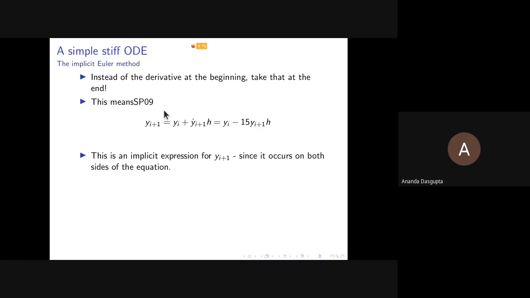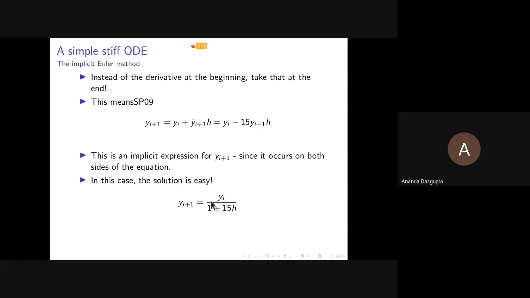So as I said, this is an implicit expression for yi plus 1 because you have to solve this for yi plus 1. It's not a formula which tells you what yi plus 1 is. And in this case, at least, the solution is very easy. Usually, it is not this easy. Usually, the equation you get for yi plus 1 may not even be possible to solve analytically. So you may have to resort to numerical methods for solving equations to find out yi plus 1 from here.